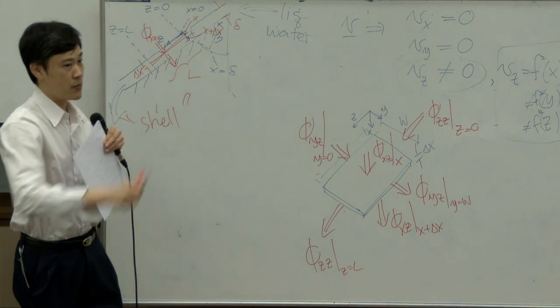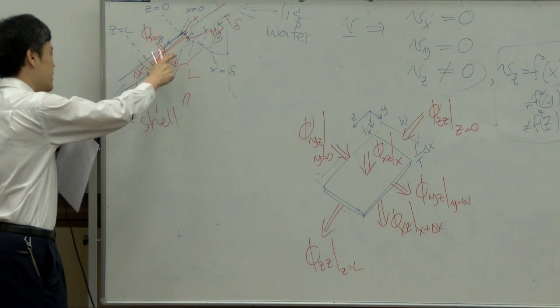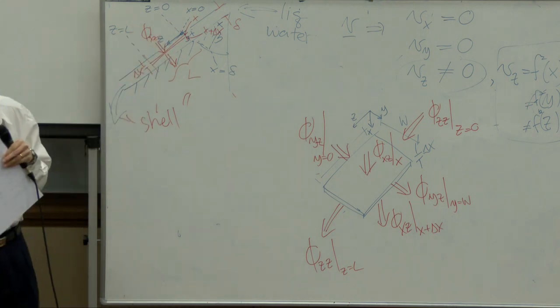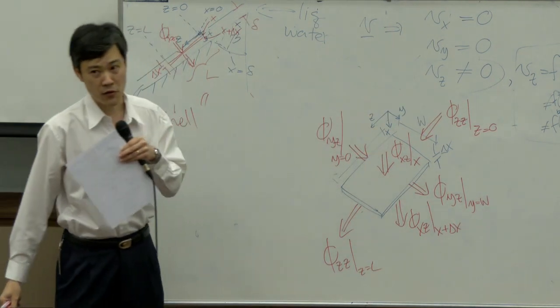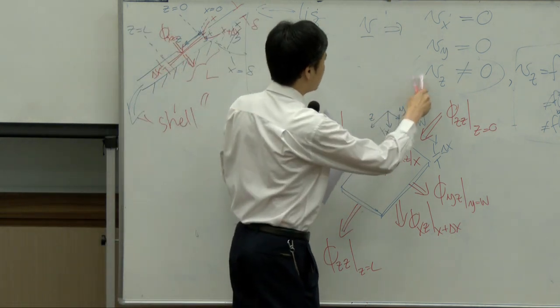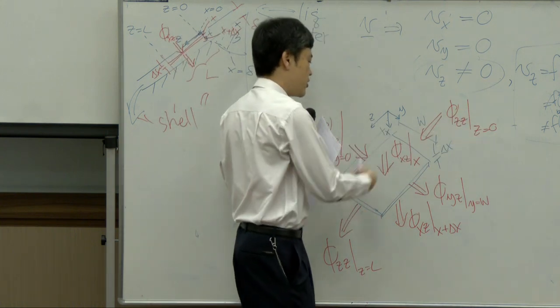And then examples. For examples, you need to set up the equation, set up axes, and pick the coordinate first. That's your first task. Second task, identify the velocity components, which are zero, which are not. Then ask yourself what the non-zero component is a function of. That would determine the shape of your shell.